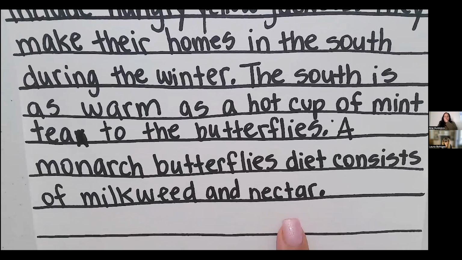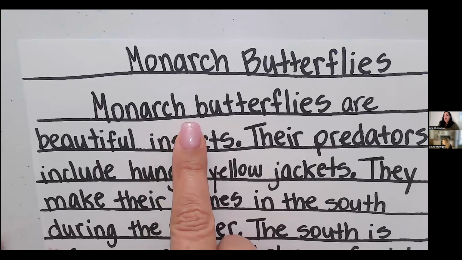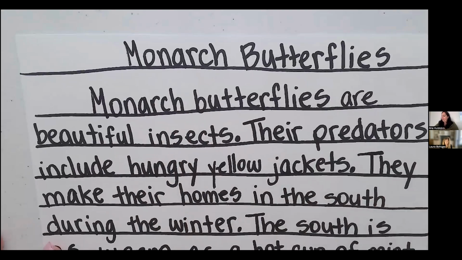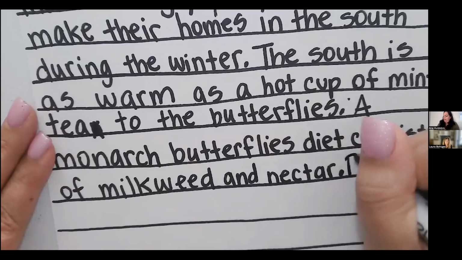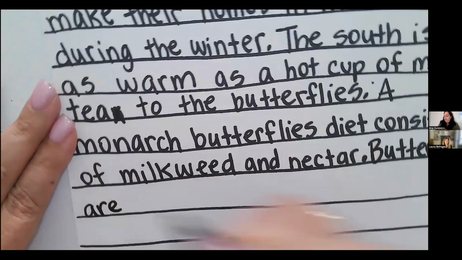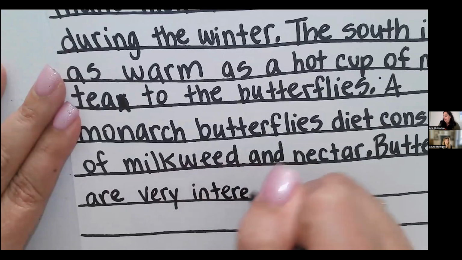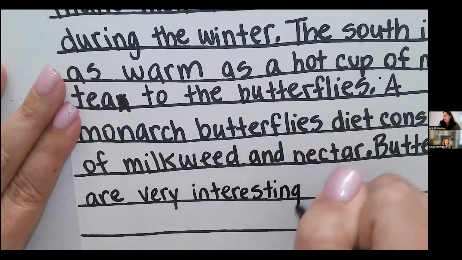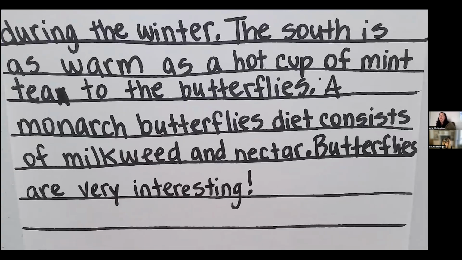A conclusion, it's kind of like there's not new information. It's just kind of repeating the main idea here. So what if I just say something like, butterflies are very interesting. So it's like putting a little stamp on a letter. It's like it's final. Butterflies are very interesting. I'm going to end it with an exclamation. Butterflies are very interesting! Why don't you try a conclusion?